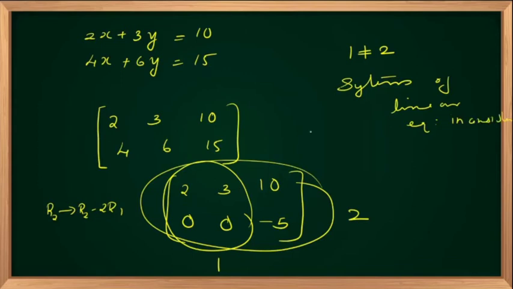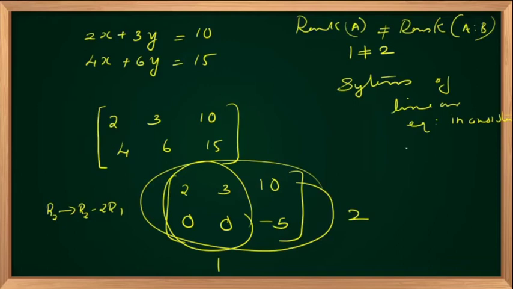Inconsistent. So what is the condition? Rank of A not equal to rank of AB. One is called the coefficient matrix, another is called the augmented matrix. If the ranks are not equal, then it implies the system of linear equations is inconsistent.